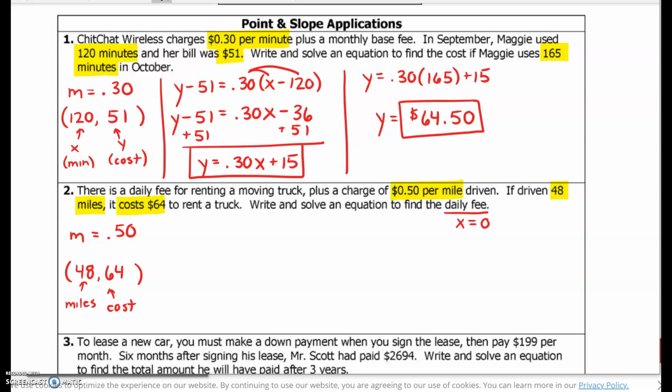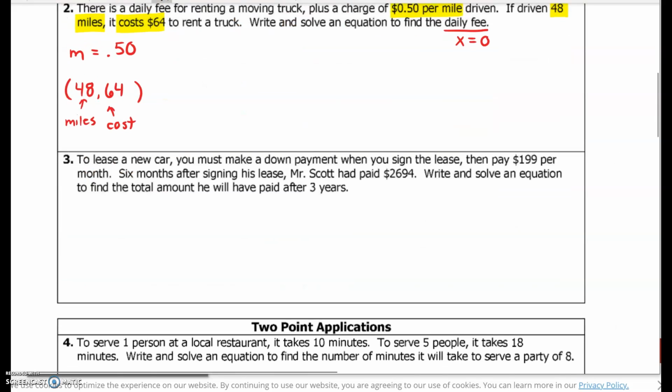Okay? So make sure you continue with those numbers and follow the same process as we used for number 1 on number 2. Same idea for number 3.